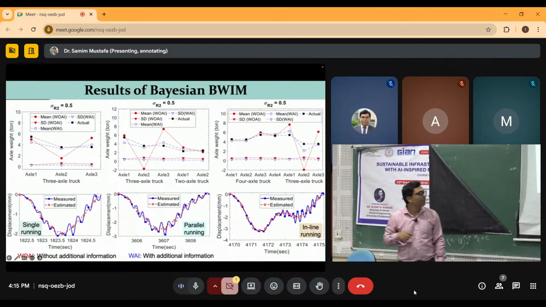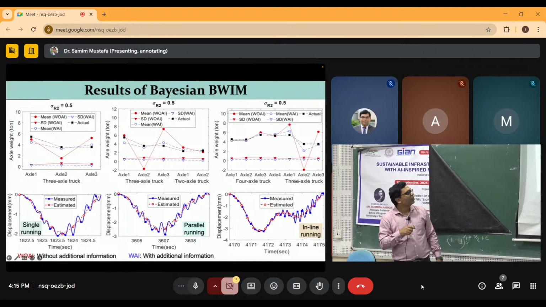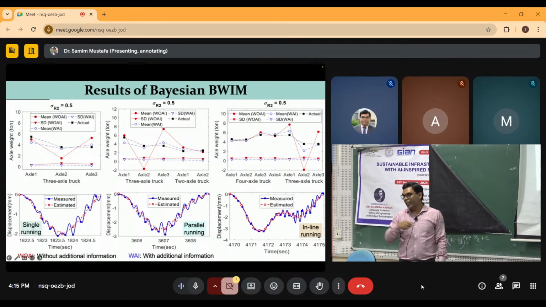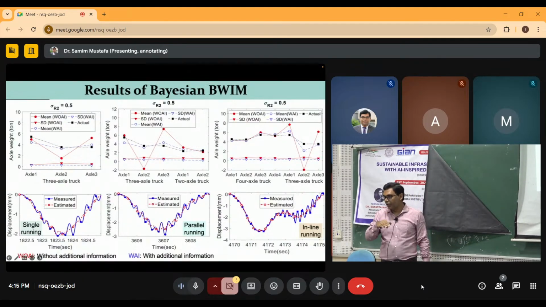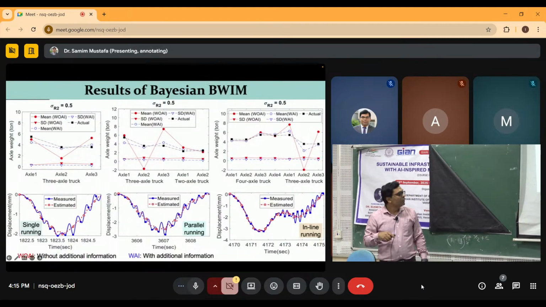Now you see this is the standard deviation of axle weight, that also reduces when you use the additional information. The blue line is at the bottom, so it has reduced. So this is one example.